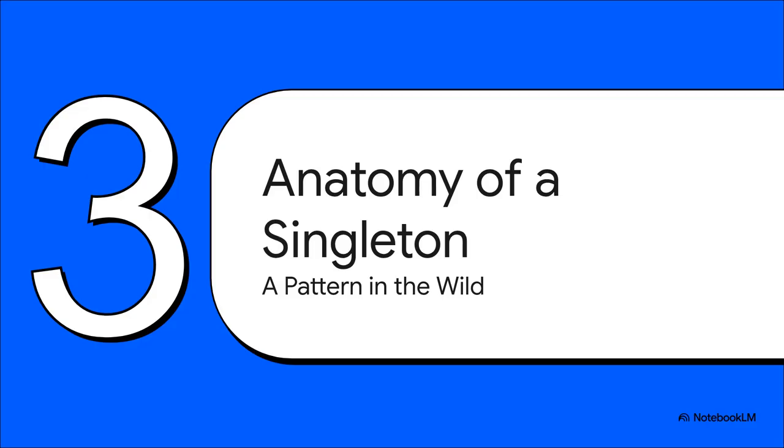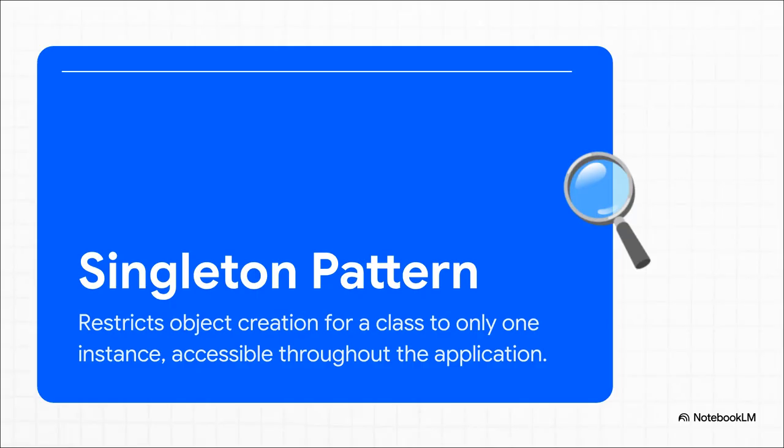All right, to really see what this argument looks like in the real world, let's put one of the most famous, and let's be honest, infamous patterns under the microscope, the singleton. On the surface, the idea is super simple. The singleton pattern just makes sure you can only ever create one instance of a particular class. For things like a central configuration manager or a single database connection, stuff you definitely only want one of.